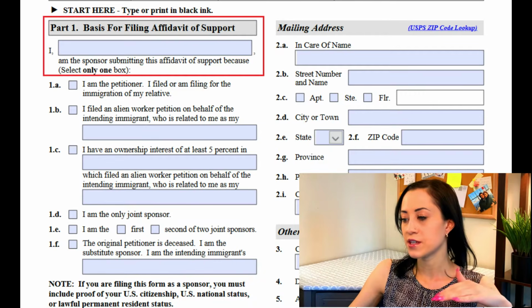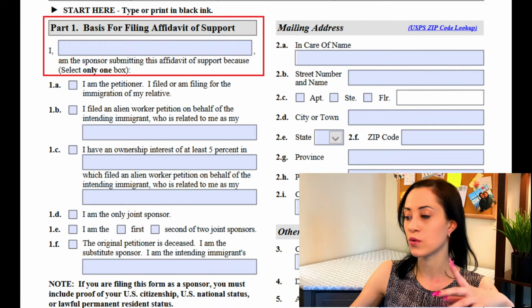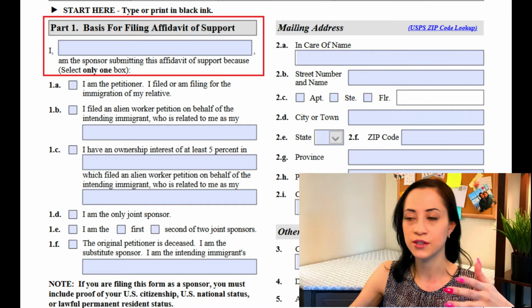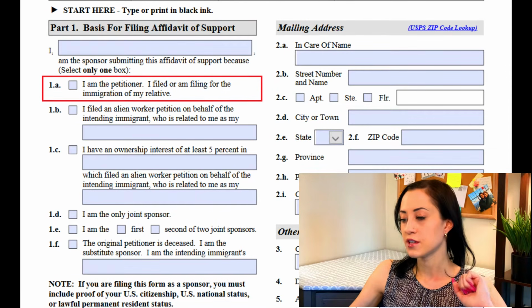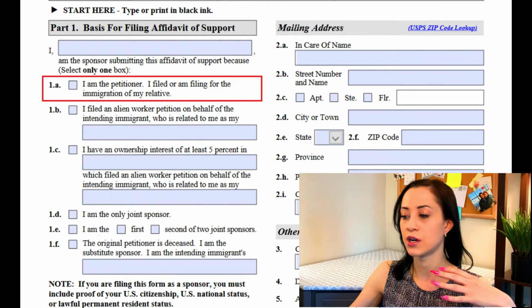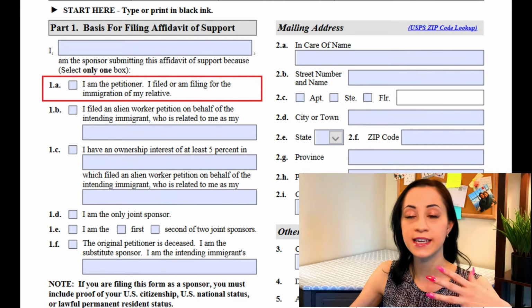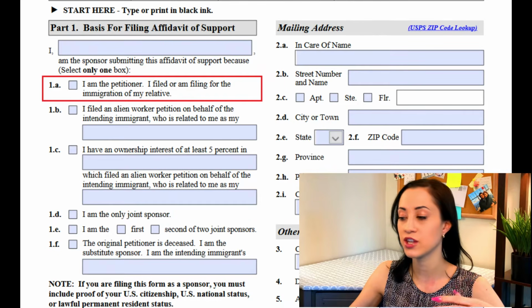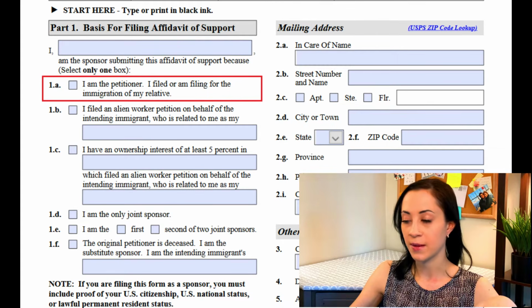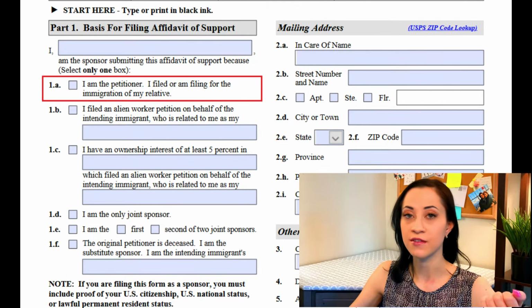Right off the bat, the first part where people typically make a mistake is part 1, question 1. As you can see, there are many options here, so which one do you select? Let's look at them one by one. The first option is 1A. I am the petitioner. I filed or am filing for the immigration of my relative. You will select this box if you were the original petitioner on the immigrant's I-130 application, which is petition for alien relative, or I-129F application, which is petition for alien fiance.